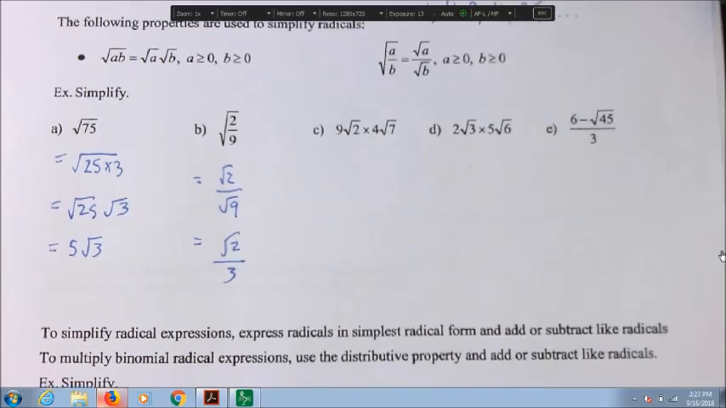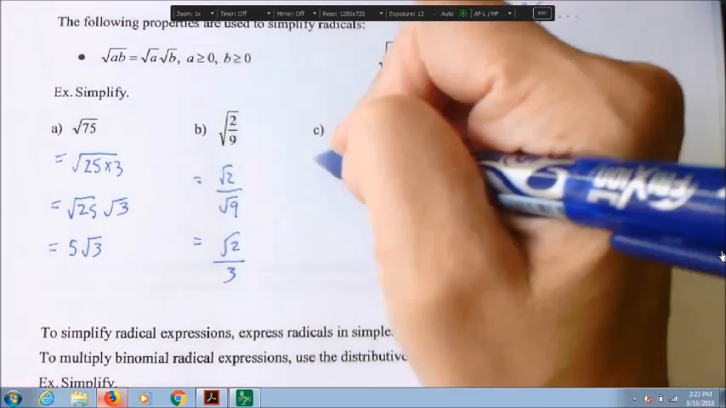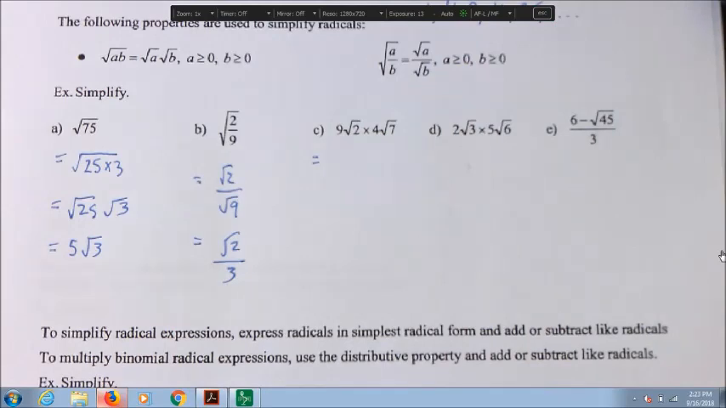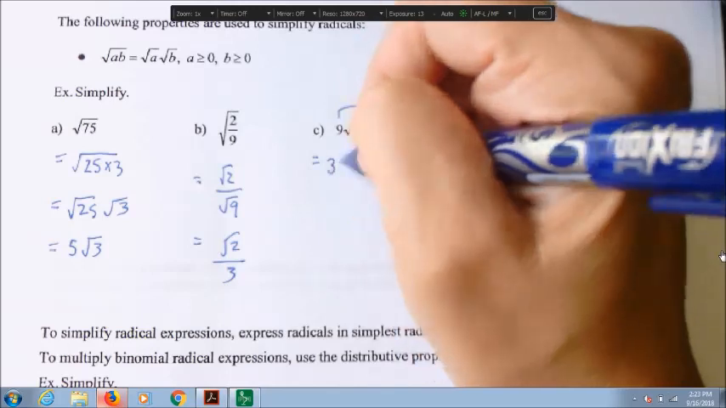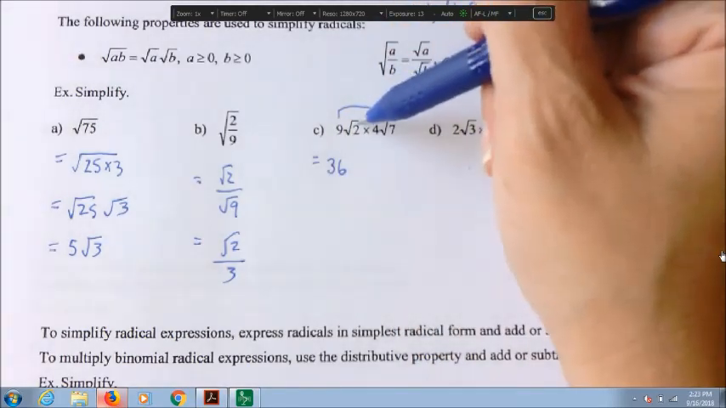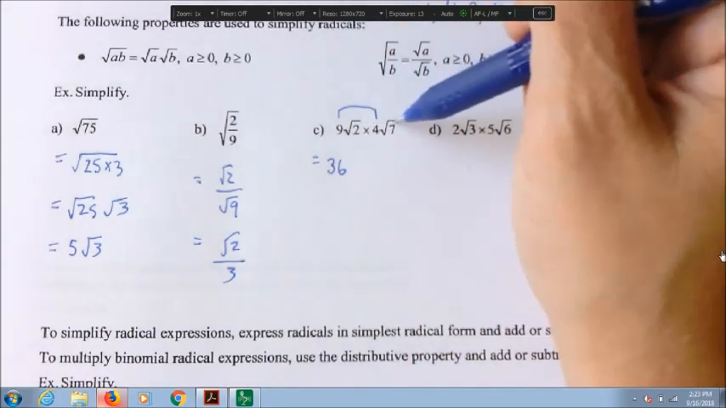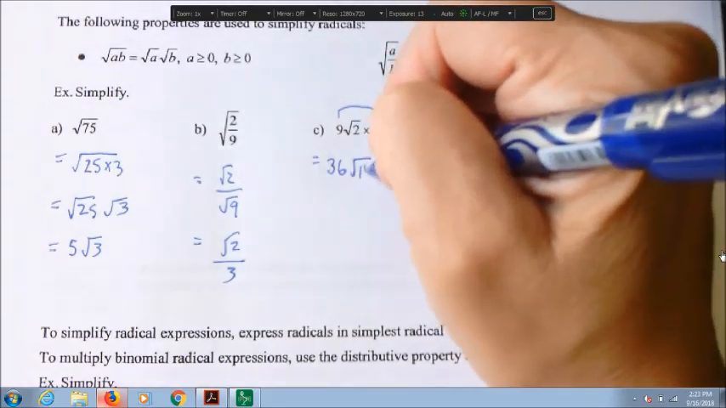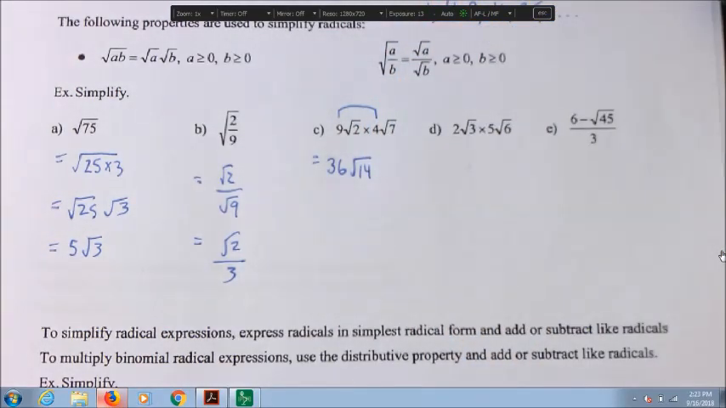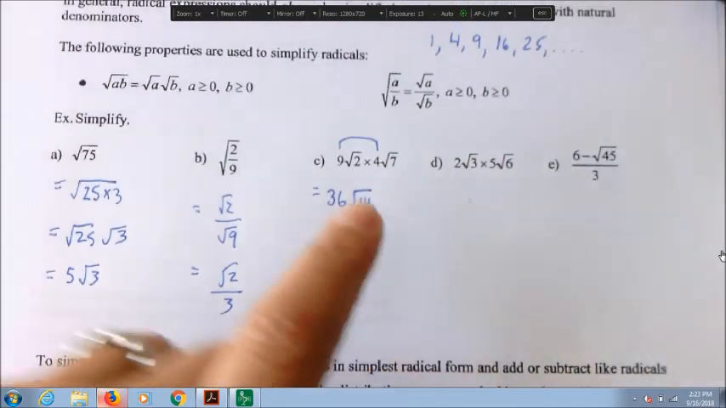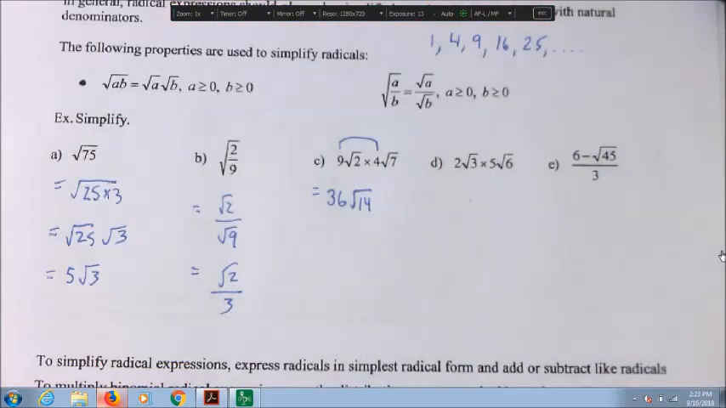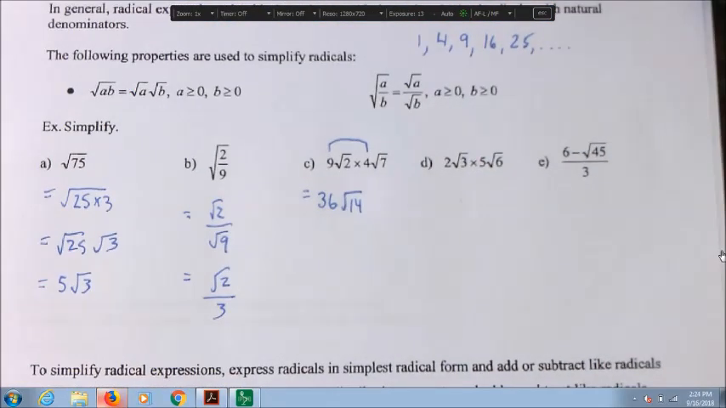Okay, next one. So when we're doing operations with these things, we multiply, so this is a multiplication. We're going to multiply the whole numbers with each other. So the 9 and the 4, we're going to multiply with each other and get 36. And then we're going to multiply the radicals. So root 2 times root 7 is root 14. And since 14 does not have a factor that is a perfect square, so none of these numbers divide into 14, we can't simplify this anymore.